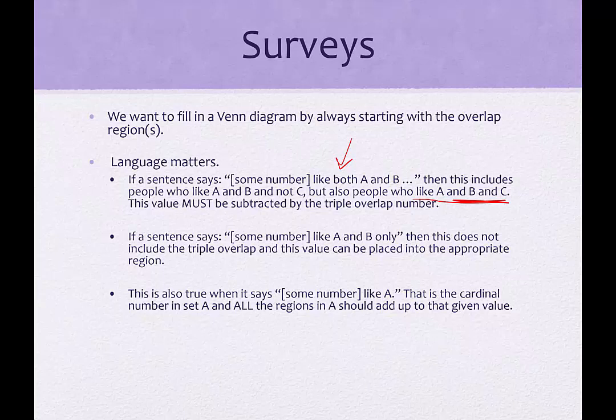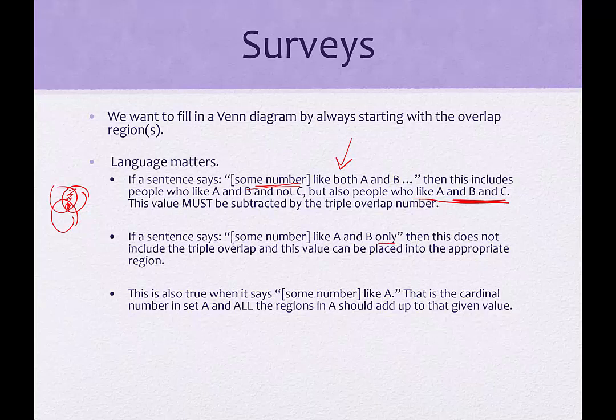Right, so what I'm talking about here is if it says the number of people who like A and B, that's talking about all of this. So that's including anyone who might be down here in the triple overlap. So this number, whatever we see here, might not appear in the Venn diagram because it gets split up between the 2 regions.